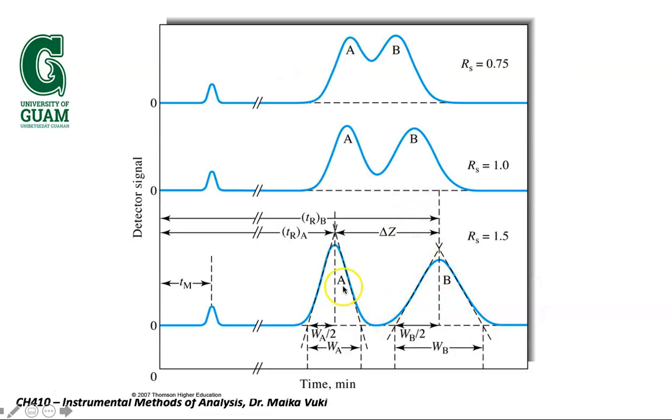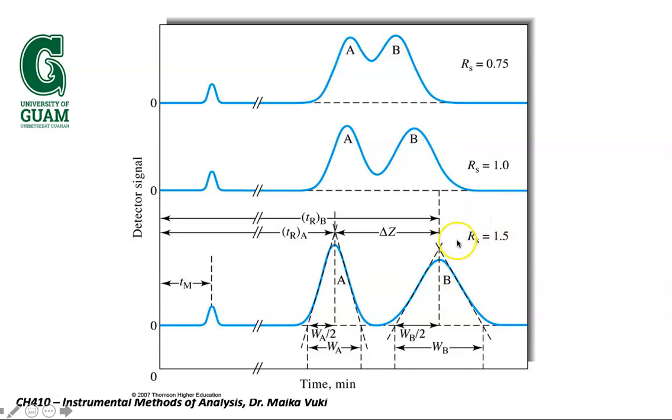So here are the terms. Delta Z is the difference between the two components, peak A and peak B, and W is the peak width. WA over 2 or WB over 2 are the half the width. So that essentially is what we use for resolution.